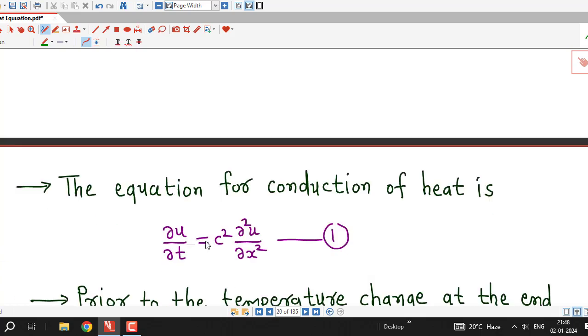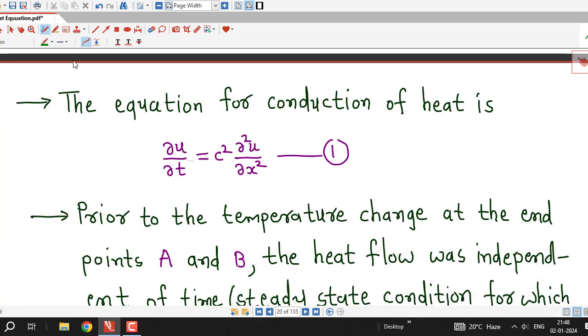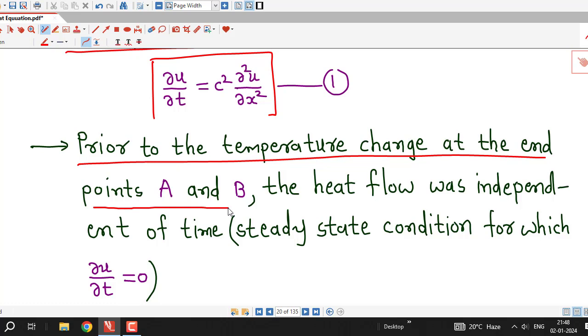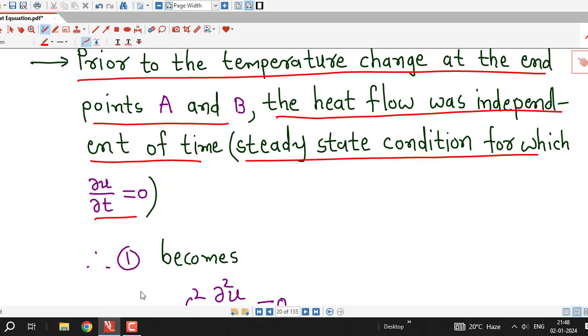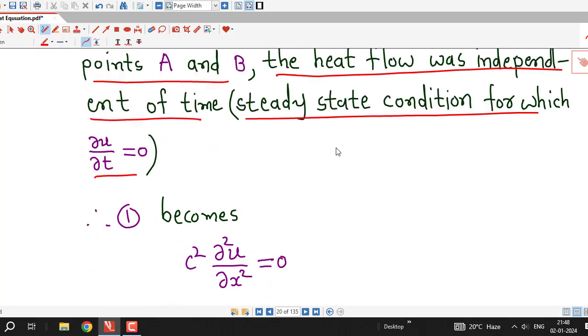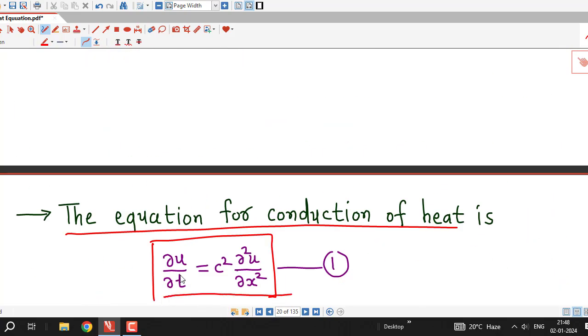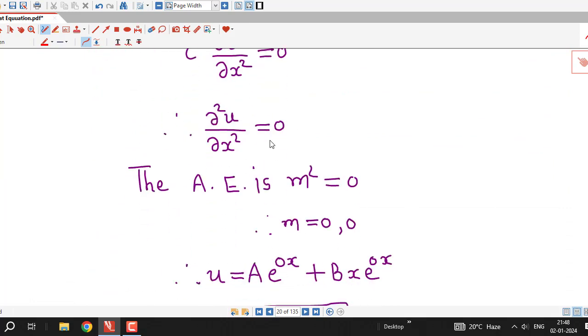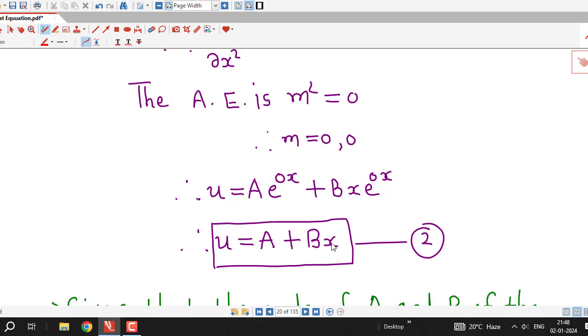So we have to write systematically. Here I have written all these things which I just discussed, that the equation for conduction of heat is given by this. Here I have written that prior to the temperature change at the end points A and B, the heat flow was independent of time, that is steady state condition for which del u by del t is 0. Therefore equation 1 becomes, in this equation I take del u by del t equal to 0, and as I discussed I have solved this, and u is a plus bx.